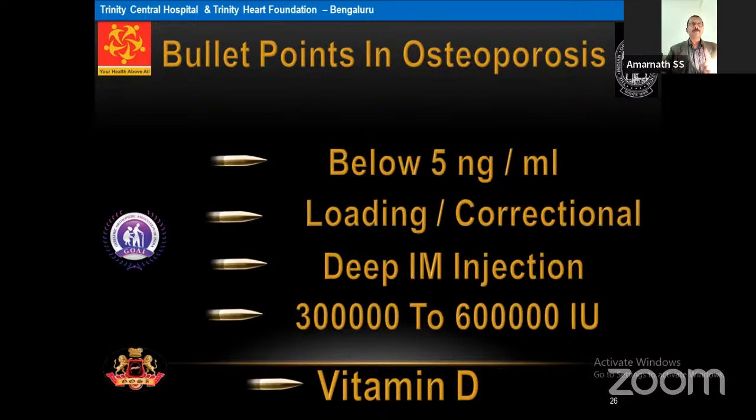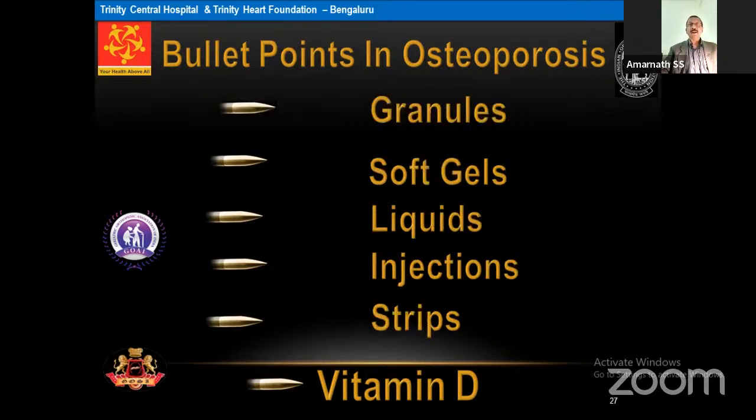Now, anything below 5 nanogram, please make sure the polypharmacy is addressed, and you can give an injectable 300,000 to 600,000, 3 lakh to 6 lakh units per patient, and then switch over to oral. Now, there are many formulations available. You choose what is best available. Please tell them to take it with food if they have lactose intolerance. They can mix with the food and take it. With food is a good idea.